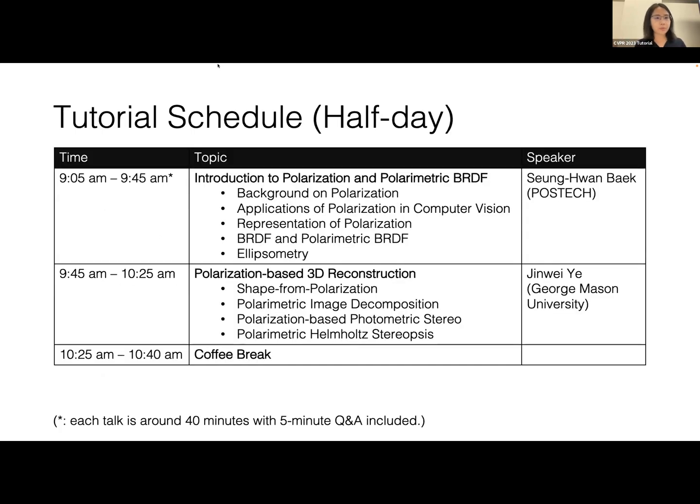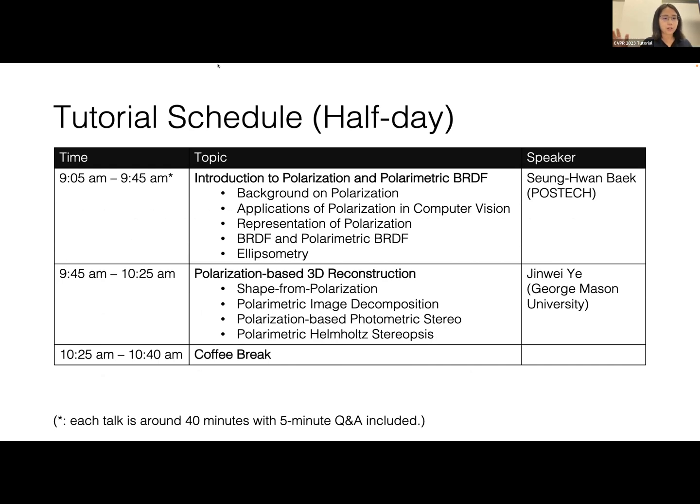So here's a brief schedule of the tutorial. After my introduction, we will have the first talk by San-Juan Baek from Postdoc. He will talk about the introduction of polarization and polarimetric BRDF. Then I will give a talk on polarization-based 3D reconstruction, and then we will have a coffee break.